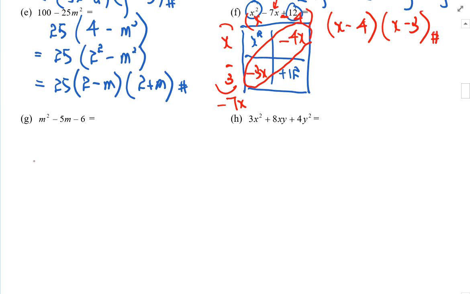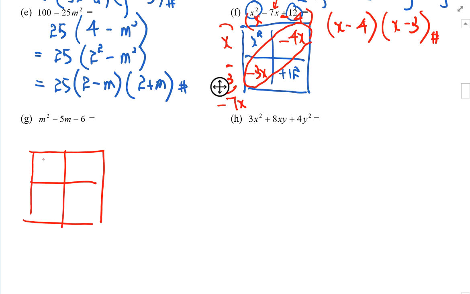Same thing, I'm going to use the box method. In short, I can call it the window frame method as well. Fill in the blanks: m squared, negative 6. So I need to fill in numbers and letters. m multiplied by m will give us an m squared. Alright, what will give us a negative 6? 3 and 2 may be able to give us a negative 6. Let me try.